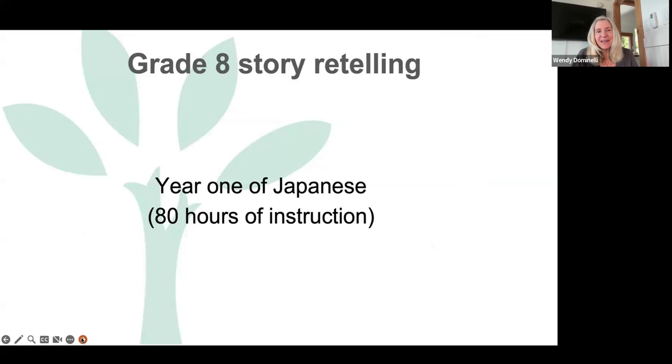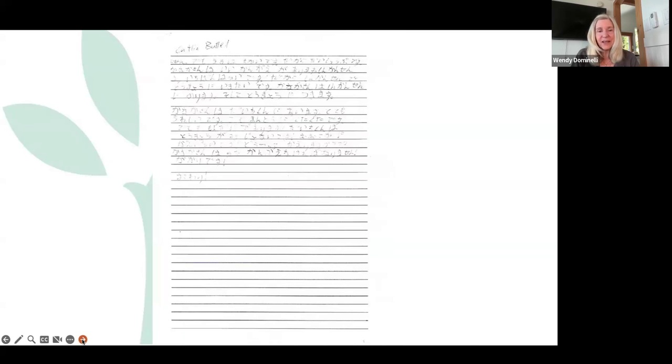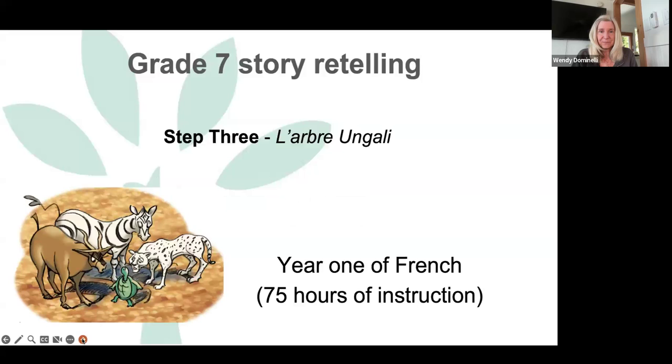This is Japanese, and I'm often just amazed at how students, even after 80 hours of instruction, are able to write in the other language with a different script.